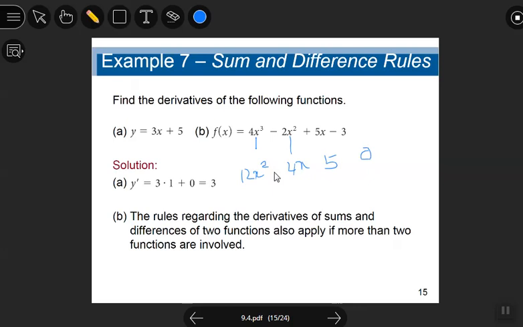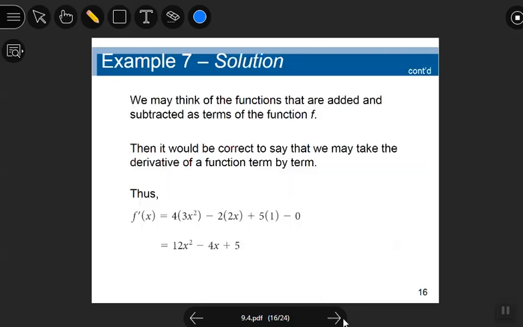Then put these signs: negative, positive and negative. So finally 12 x squared minus 4 times x plus 5. Yes, this one. So this is the derivative of the first term, and this is the derivative of the second term, this is the derivative of the third term, and as the final term is a constant, it is 0, then you can simplify.